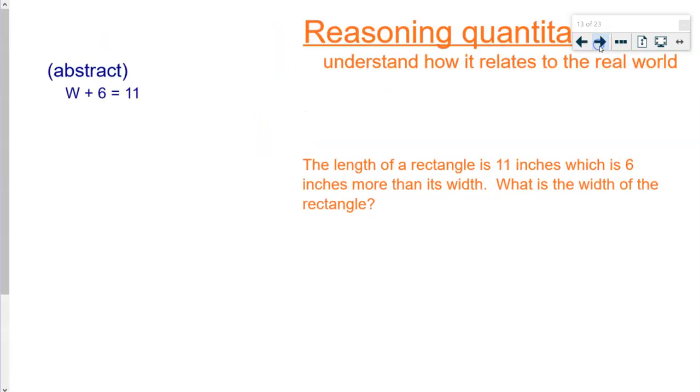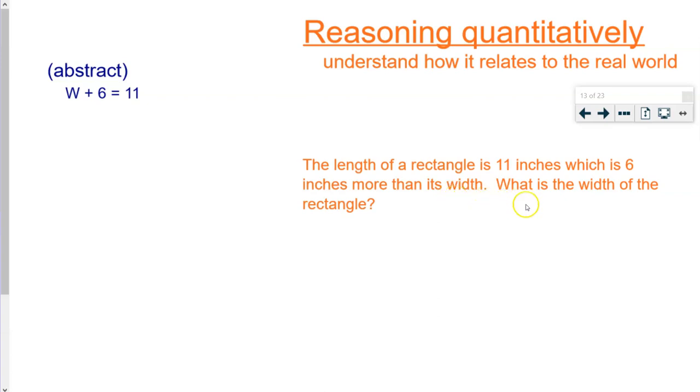So let's switch gears. This is reasoning quantitatively. Understand how it relates to the real world. The length of a rectangle is 11 inches, which is 6 inches more than its width. So what does the W actually represent? Width. What is the width of the rectangle? Now remember, this was the abstract version. This is the quantitative version. Which one of these two versions would you rather solve?